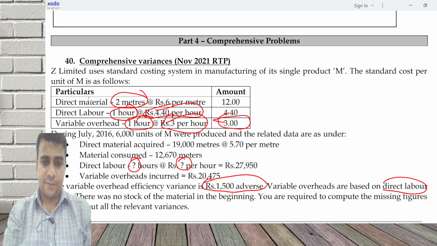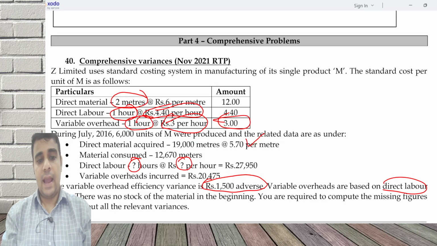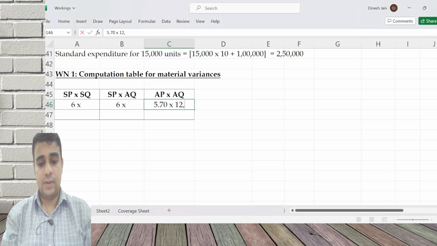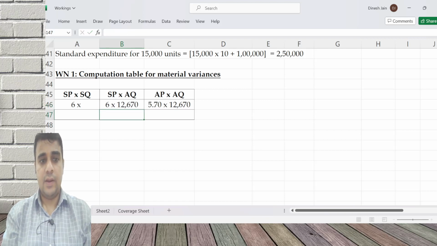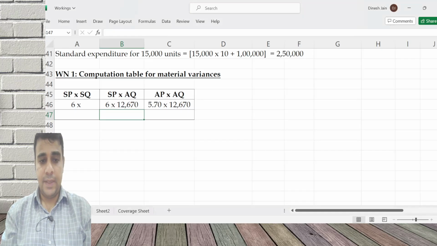Actual price is 5.7. Actual quantity is 12670. 12670 is the material consumed.